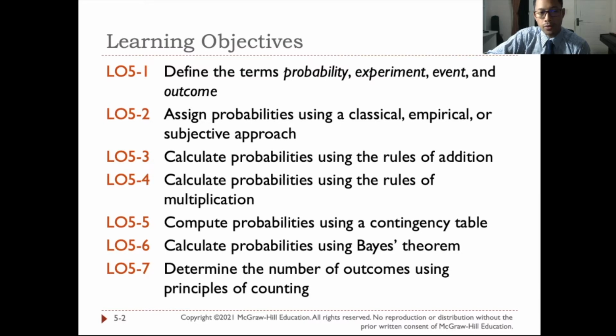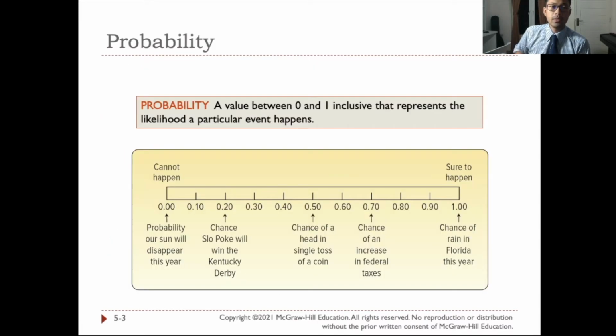We're going to also review a contingency table. This is something that you've seen in the previous lecture. We're going to dig deeper in today's lecture. We're going to calculate the probabilities using the Bayes theorem, and then we're going to determine the number of outcomes using principles of counting, such as permutation and combination. So let's start with the first concept of probability.